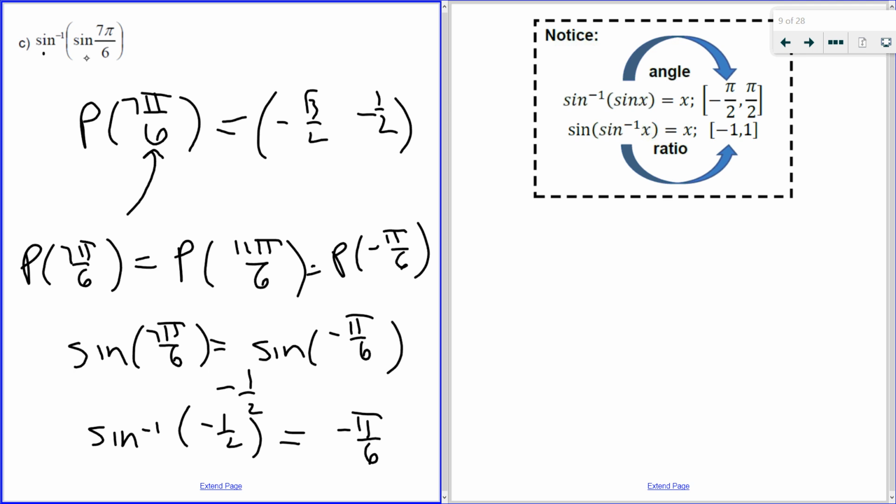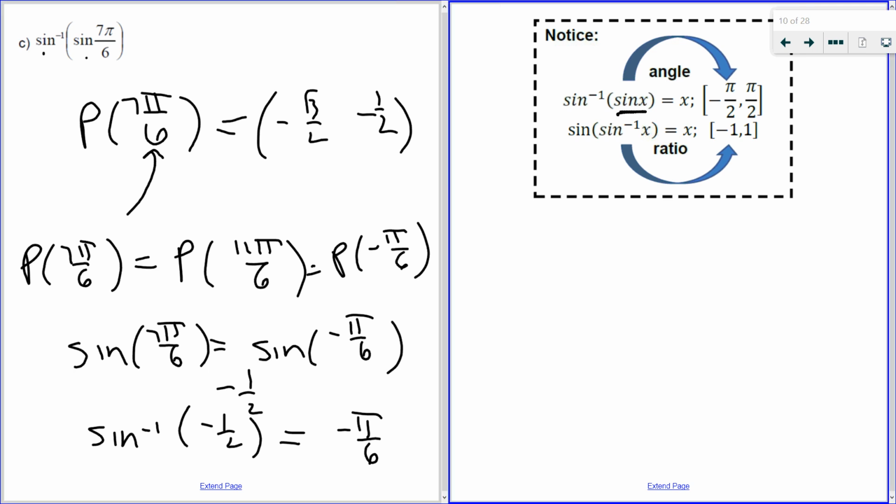So when we do sine inverse of sine of x, it cancels out to be x, provided our domain restriction of negative pi over 2 to pi over 2 stays in place. Sine of an angle is a ratio, sine inverse of a ratio is an angle. Conversely, if we're doing sine of sine inverse of x, those also cancel out to be x, but remember the ratio has to be between negative 1 and 1. So sine inverse of x gives me an angle, and then sine of that angle gives me a ratio.